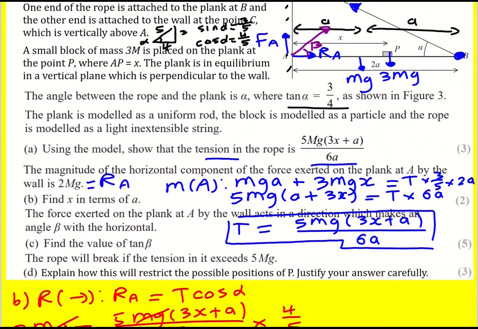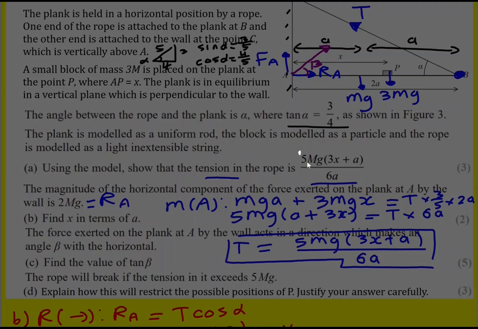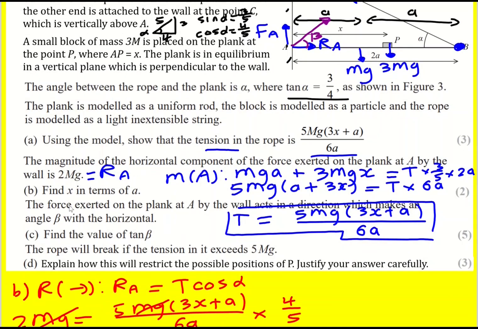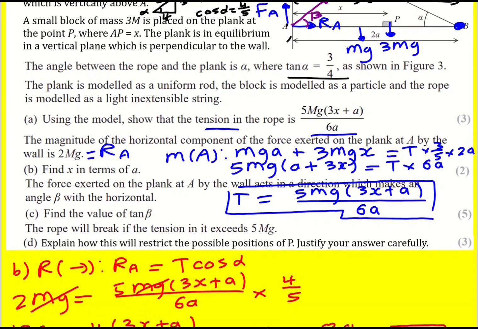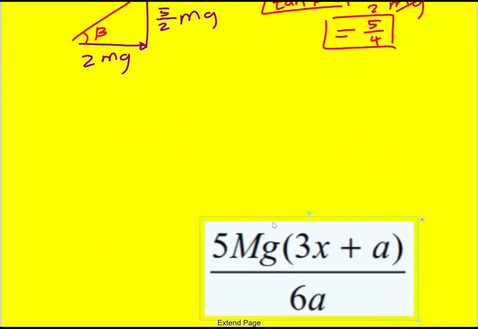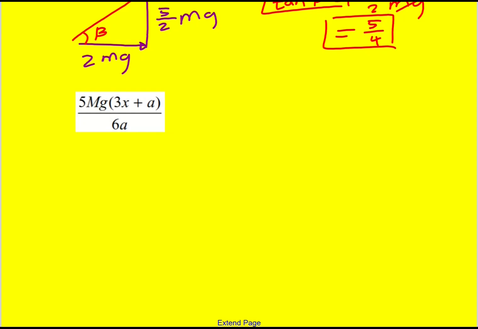There's one final part to this question. So we're told that the rope will break if the tension in it exceeds 5 mg. Explain how this will restrict the possible positions of P, justifying your answer carefully. So for this, I need to return to our general equation of the tension, not the one where we found out what A was, because that was for a very specific position.